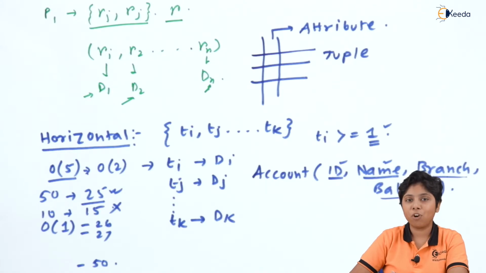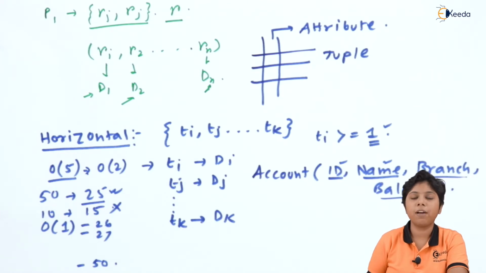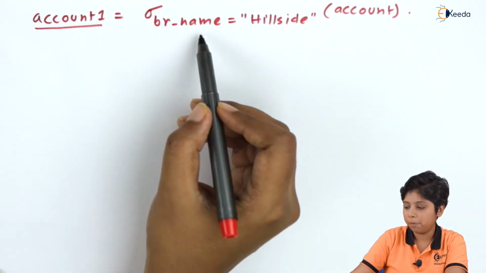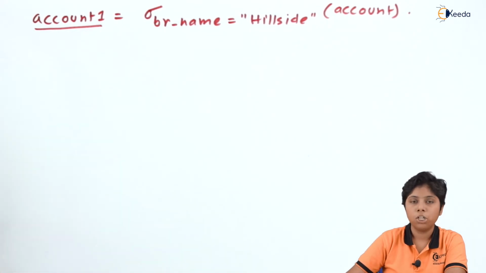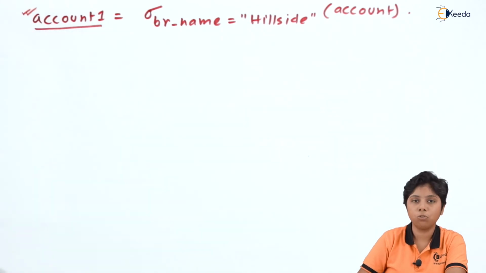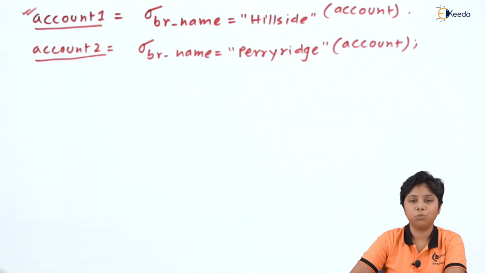Now suppose we want to select a particular segment based on the branch. Suppose we have only 2 branches in this bank: one is the Hillside branch, another is the Perryridge branch. So how can we select the tuples that are distributed into 2 relations? In the account 1 fragmentation, we select where branch name equals Hillside on the account. So every tuple that belongs to the Hillside branch will be stored in account 1, and the rest of the tuples that belong to the Perryridge branch will be stored in account 2. In this way we can provide horizontal fragmentation.